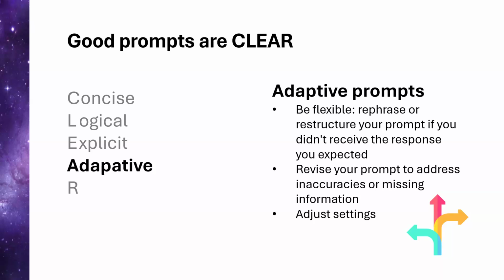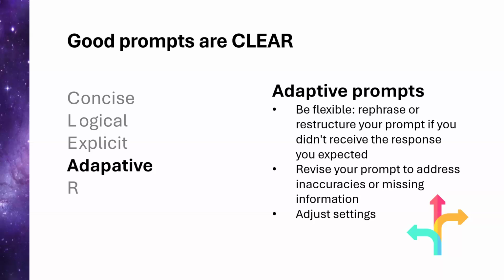Likewise, you can also specify what you want the AI to not include. So if you got back some irrelevant or even incorrect information in the initial response, you can specify to exclude that information when you reprompt the AI tool.